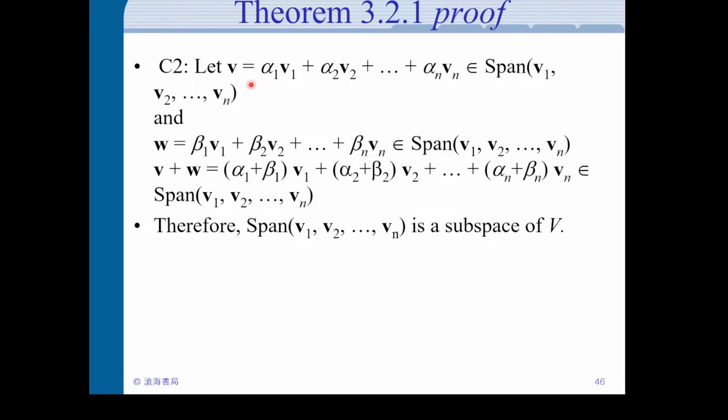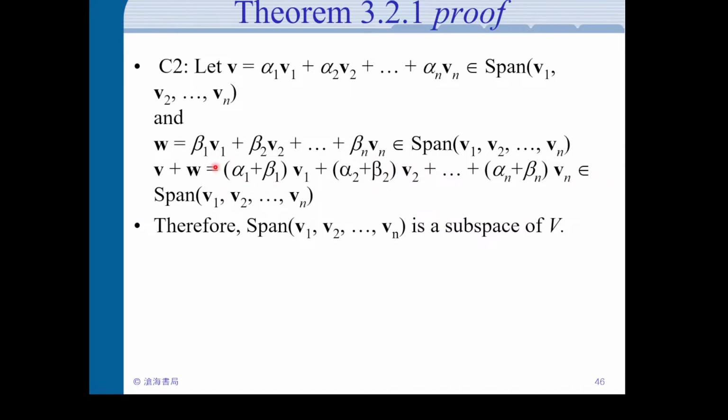So let's say we have a vector v with coefficients alpha, and a vector w with coefficients beta, and then we do addition on that. So v plus w, and once again with the distributive rule, this will be (alpha 1 plus beta 1) times v1 plus (alpha 2 plus beta 2) times v2, etc.